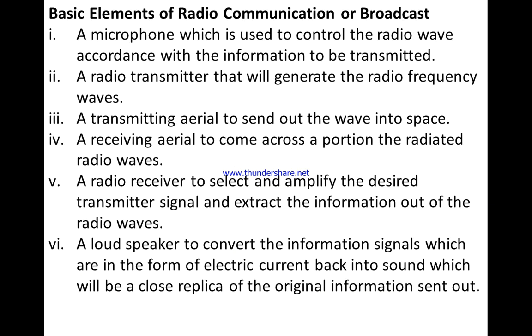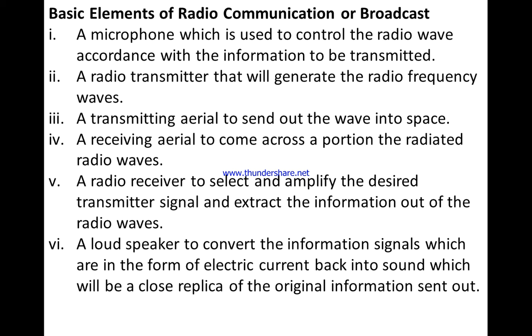Alright, let's look at the basic elements of radio communication or broadcast. Number one is the microphone, which is used to control the radio wave in accordance with the information to be transmitted. Number two is the radio transmitter that will generate the radio frequency waves. Number three is a transmitting aerial to send out the wave into space. Number four is a receiving aerial.